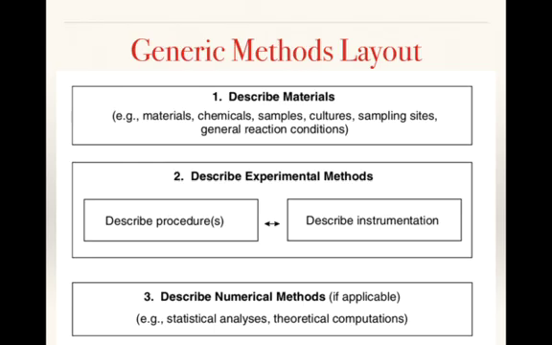Great so far. Let's have a look at the general chemistry method layout. As you can see, we have 3 moves, 1, 2, 3, all in bolded letters. So move 1 tells readers about the materials used in the work. Materials refers to chemicals such as solvents and reagents. It may refer to samples such as soil, water, or food, or it might include biological media.